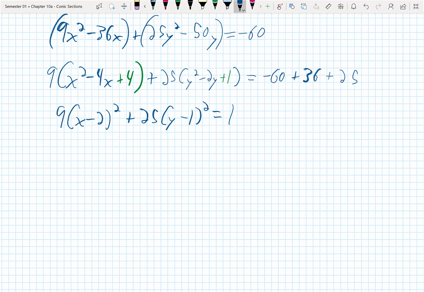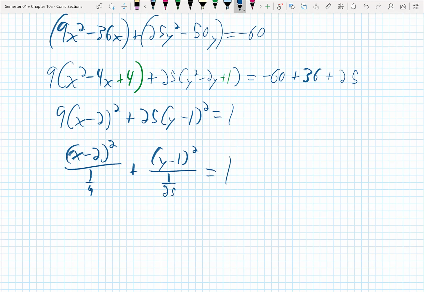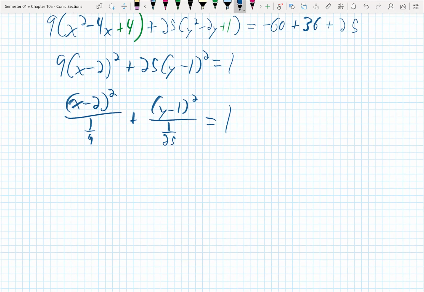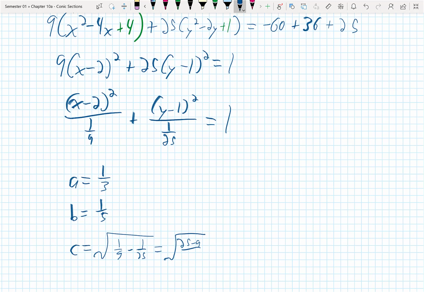which isn't quite the form I want, but I can change this with a little trick. This is really (x minus 2) squared over 1/9 plus (y minus 1) squared over 1/25 equals 1. That means that the larger of the two, the a value, is 1/3, the b value is 1/5, and the c value is the square root of a squared minus b squared. And that would be 1/9 minus 1/25, or 25 minus 9 over 9 times 25, which is the square root of 16 over, sorry, this should be 3 times 5.